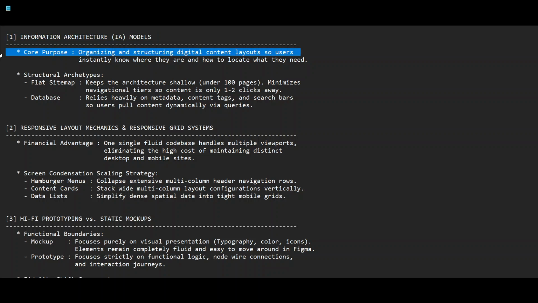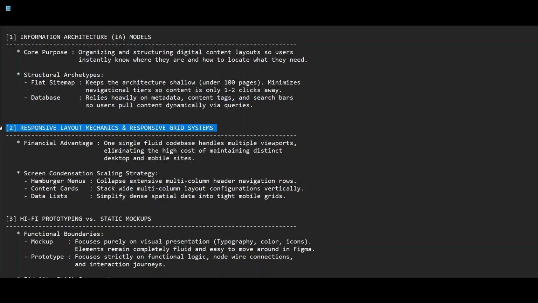The core purpose: organizing and structuring digital content layouts so users instantly know where they are and how to locate what they need. And the structural archetypes: a flat sitemap keeps the architecture shallow, under 100 pages. Minimize navigational tiers, so content is only one or two clicks away. Then the database structure relies heavily on metadata, content tags, and search bars, so users pull content dynamically via queries.